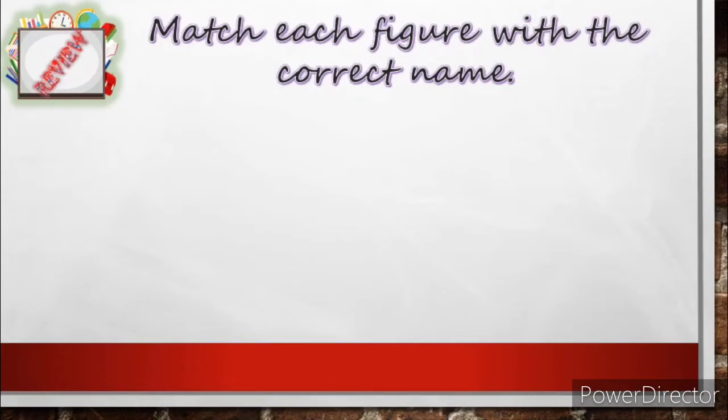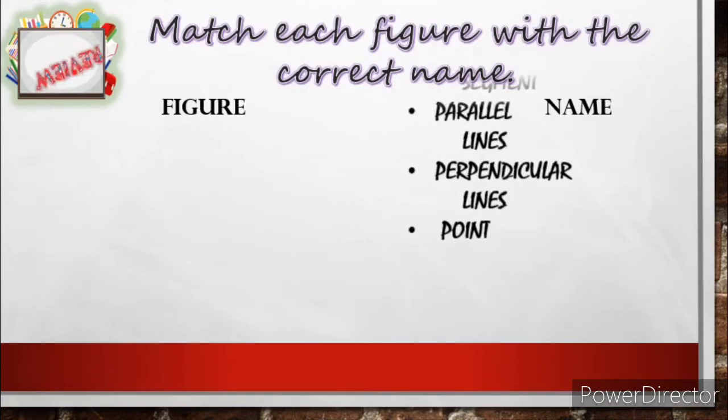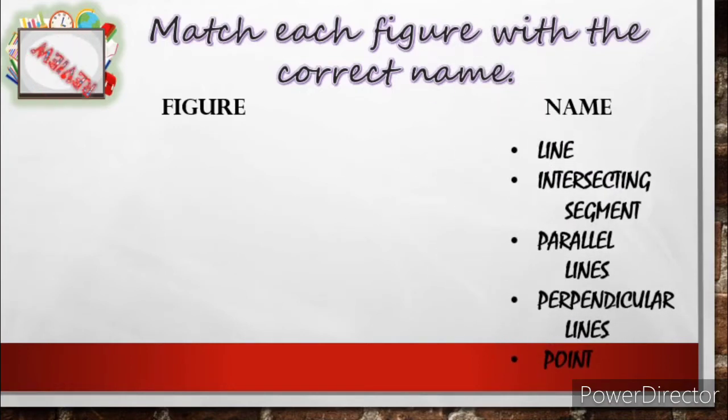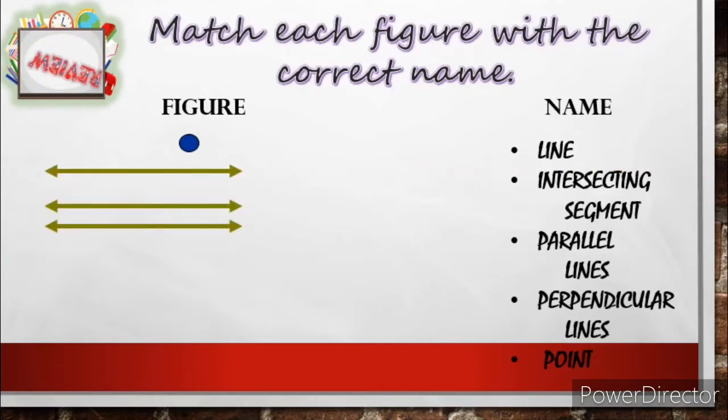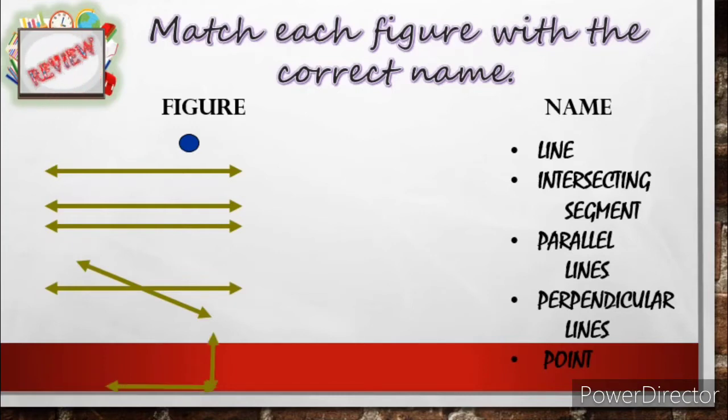Match each figure with the correct name. First column will be the figure and the second column will be the name. We have here line, intersecting segment, parallel lines, perpendicular lines, and point. First figure, second figure, third figure, fourth figure, and the last figure.